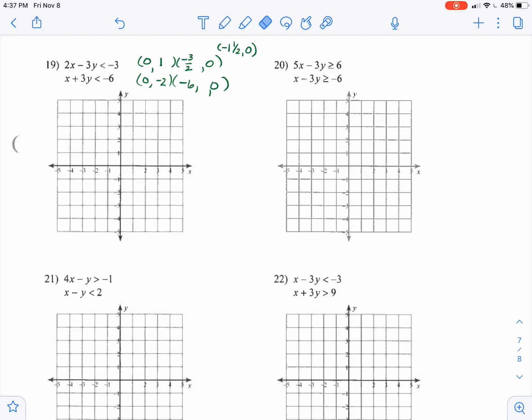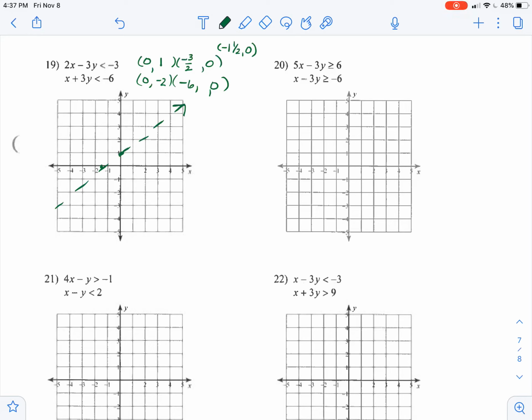Okay. So let's graph. So I have 0, 1. I have negative 1.5, 0. And my line should be dotted.